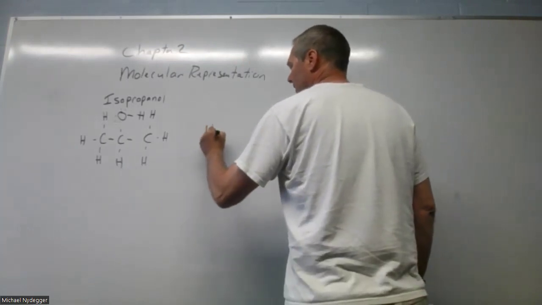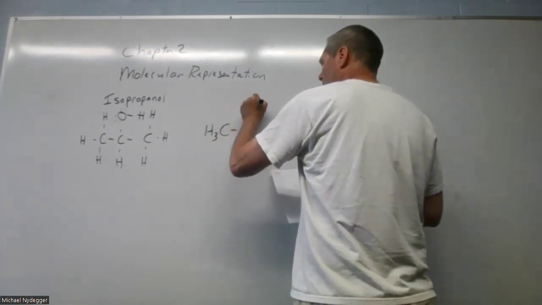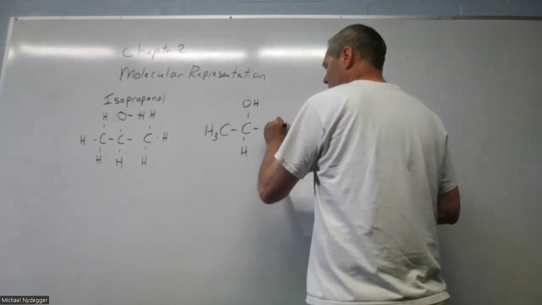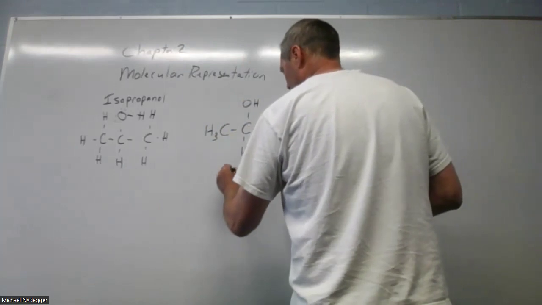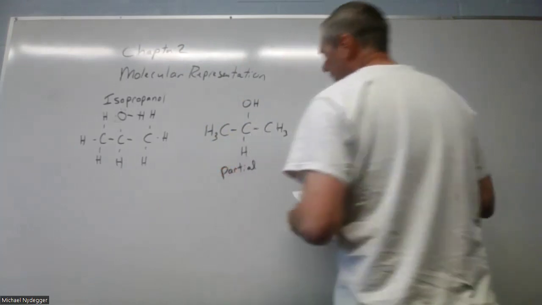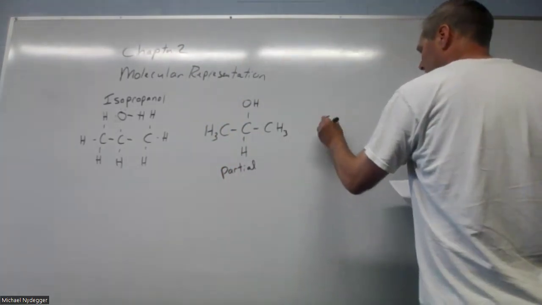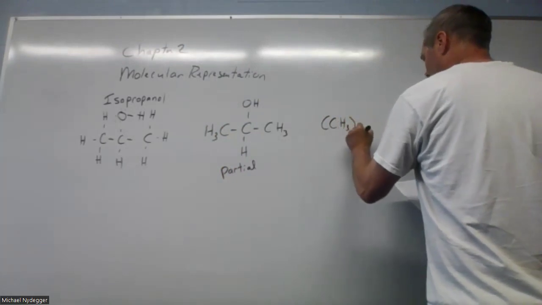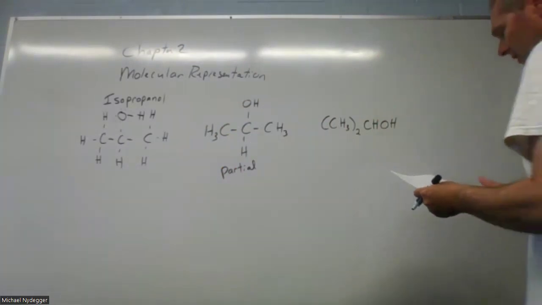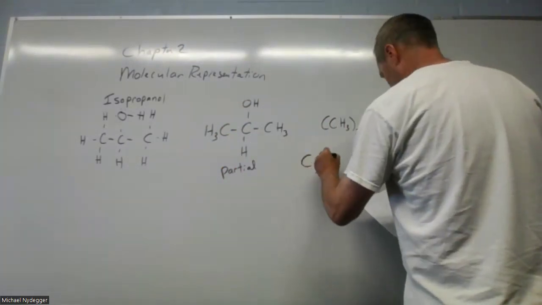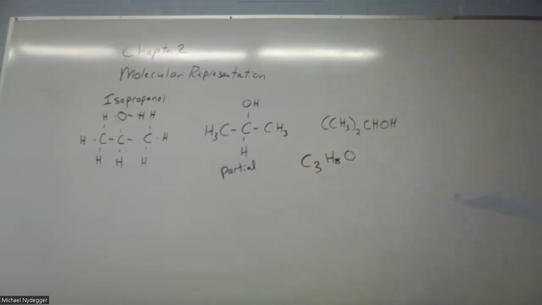We could also write it as CH3, CH, OH, CH3. This is what's called partial condensed. The different names are not too important, just the different ways in which you can write this. It's kind of interesting. CH3, CH, OH, CH3, this would be condensed. And then last, we could write it as the molecular formula.